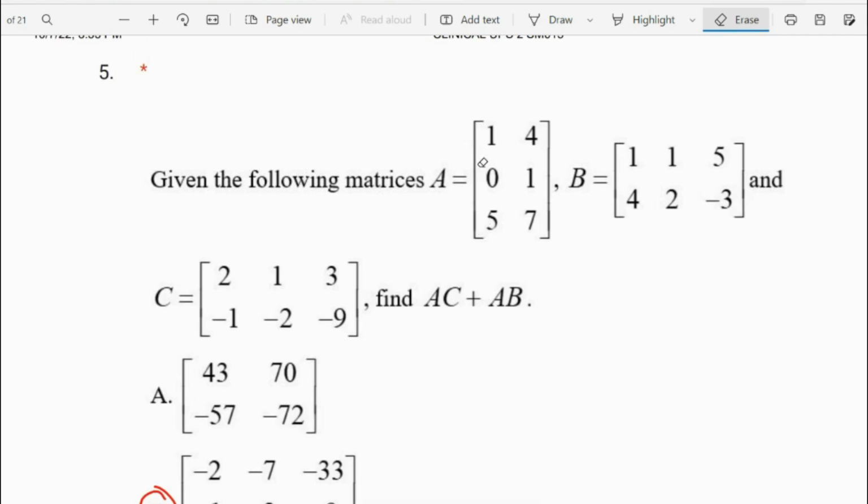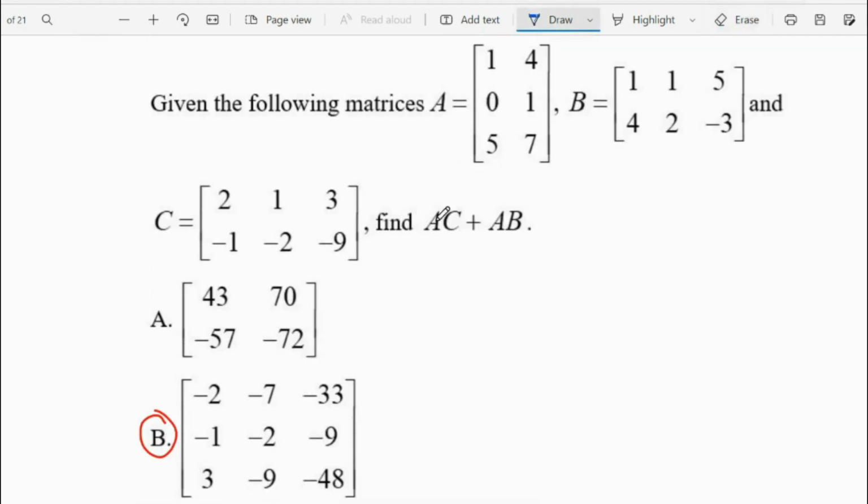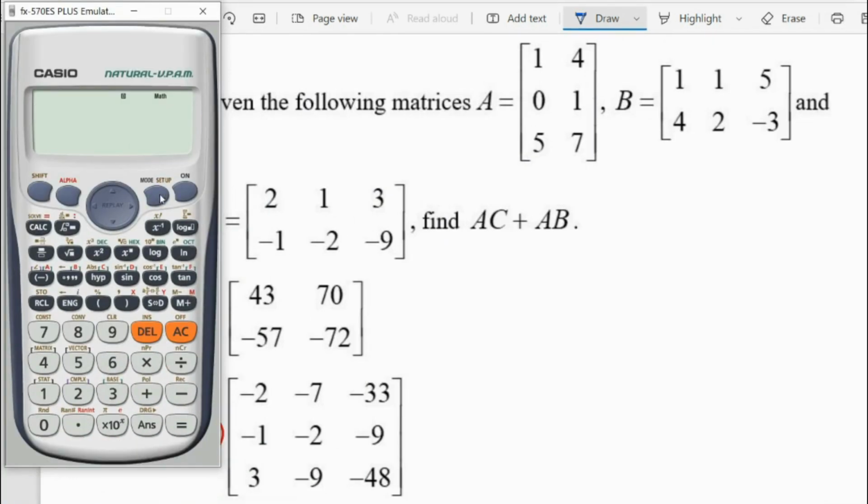Then for these matrices, you notice that they test you on A times C plus A times B. So actually for this question, we can use our calculator to help us figure it out. So let's just review on our calculator. You can find your mode matrices. So we can key in 3 matrices. The first matrix is A. This is 3 rows, 2 columns, 3 times 2, number 2. So we enter the elements here: 1, 4, 0, 1, 5, 7.